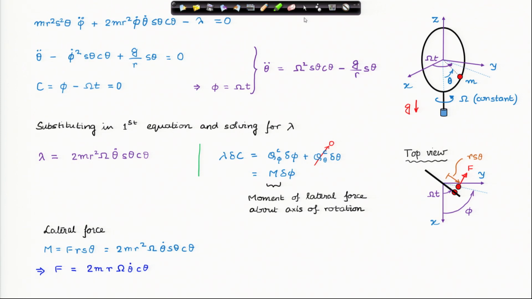Now, in this example I want to point out once again that the Lagrange multiplier has dimensions of moment, because the corresponding coordinate is an angular coordinate. What gives me the work by the constraint force? If the coordinate is an angular coordinate, then the corresponding generalized constraint force must be a moment, and from there we found out the lateral force.